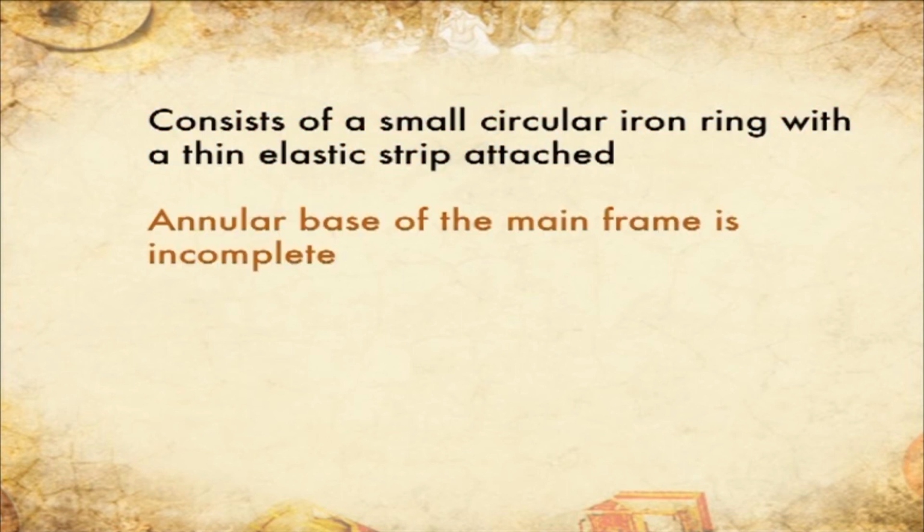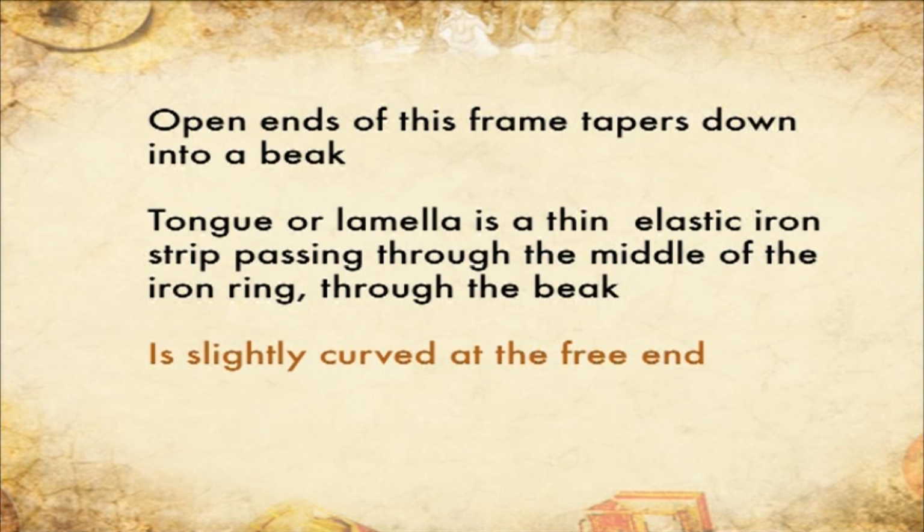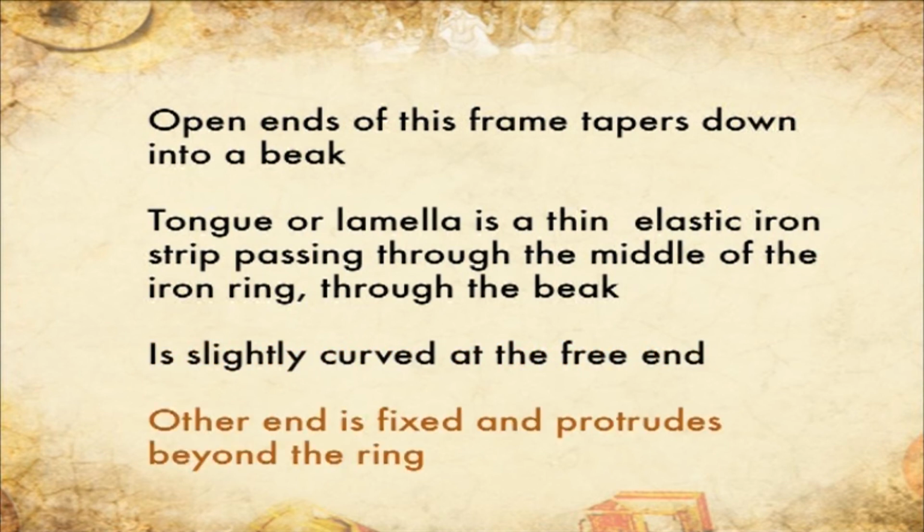The annular base of the main frame is incomplete and the open ends of this frame tapers down into a beak. The tongue or the lamella is a thin elastic iron strip which passes through the middle of the iron ring through the beak. It is slightly curved at the free end, while the other end is fixed and protrudes beyond the ring.